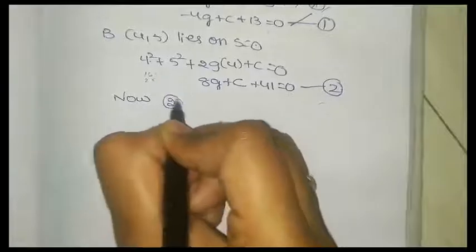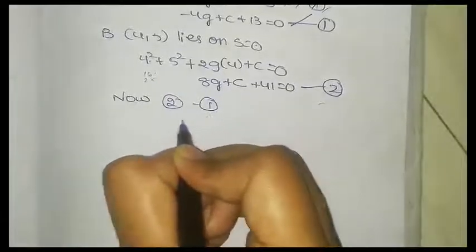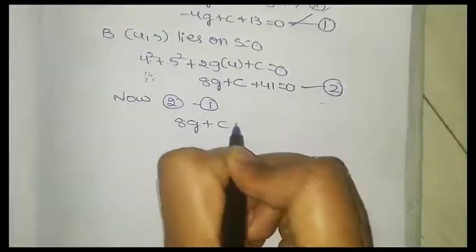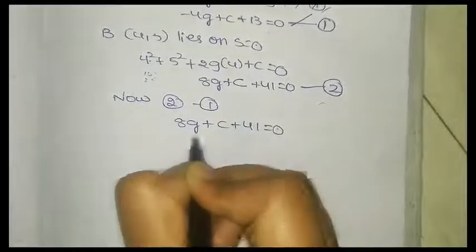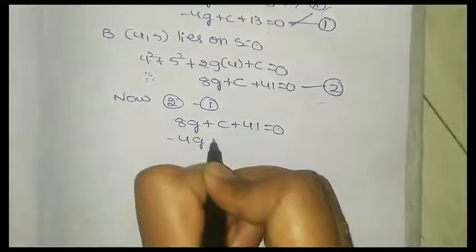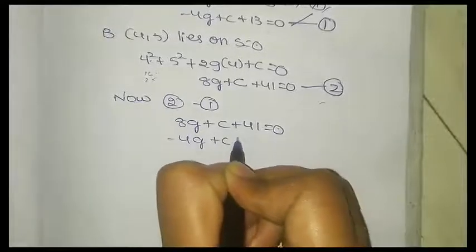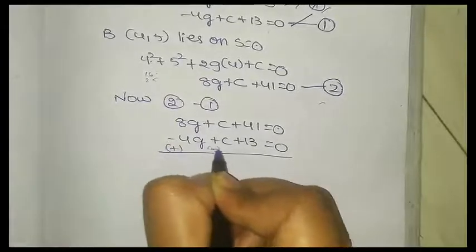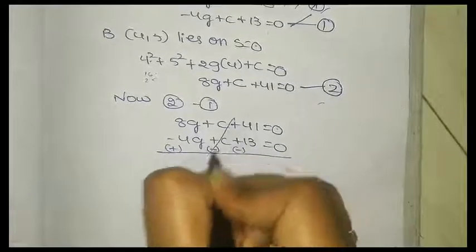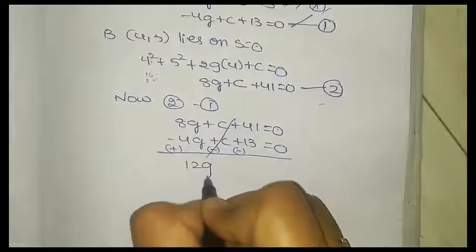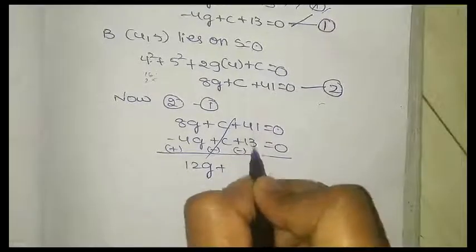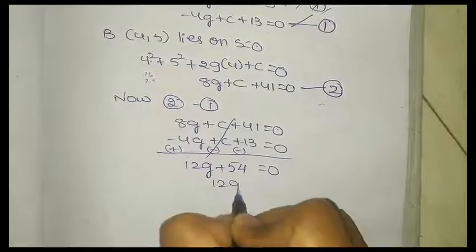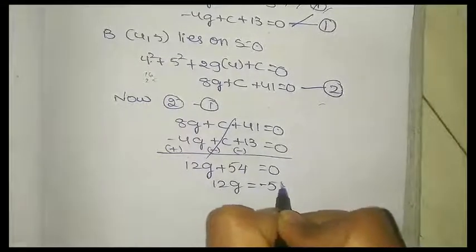Now 2 minus 1, so that we will get the g value. That is 8g plus c plus 41 equal to 0 and 4g plus c plus 13 equal to 0. When we subtract the values, signs change. So minus c plus c cancel. 12g plus 54 is equal to 0. So 12g is equal to minus 54.